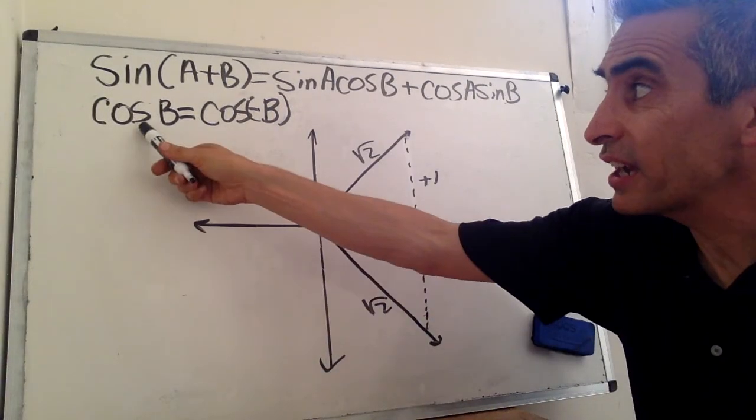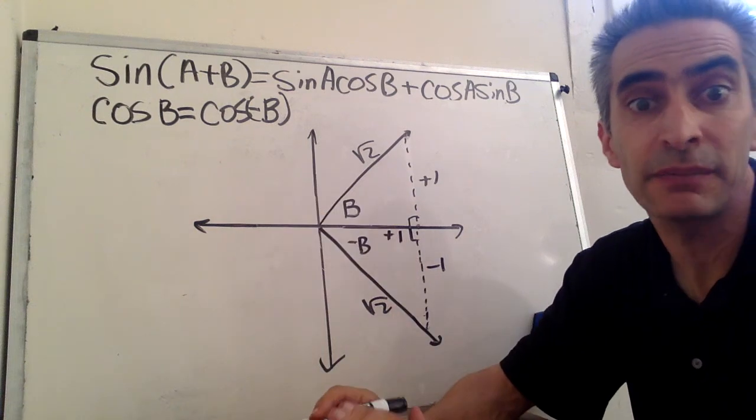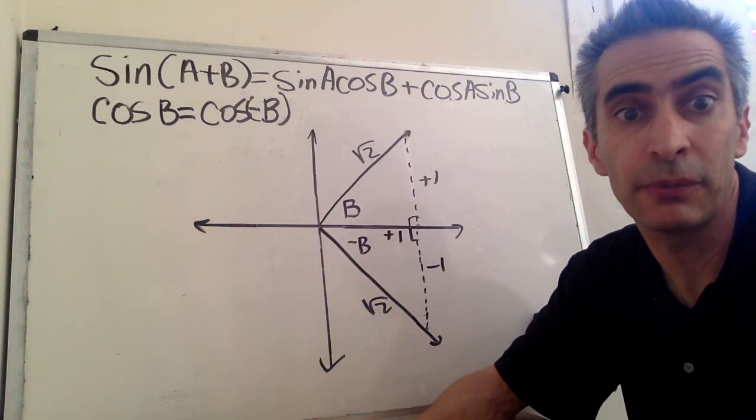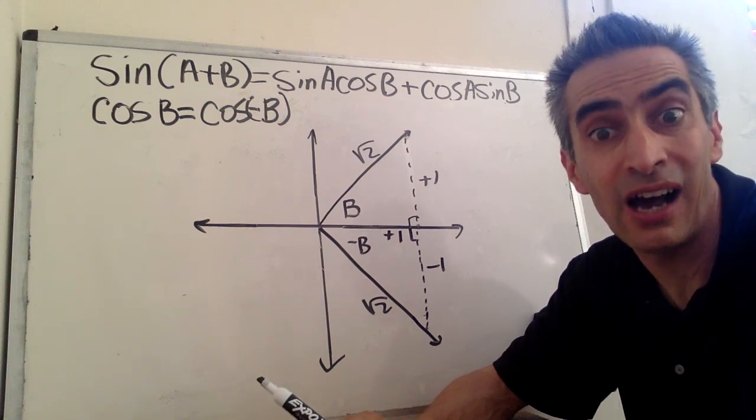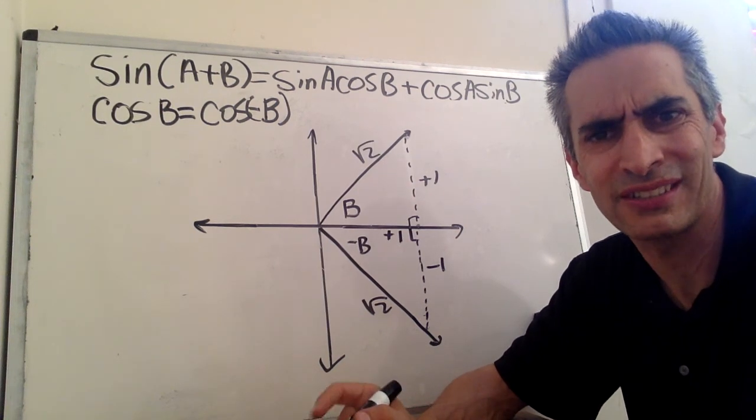So we've got our cosine of B equals cosine of negative B. That's going to be a key formula that we're going to use to come up with the difference of sines. We're also going to have to learn that the sine function is an odd function. Now, what does it mean that the sine function is odd?